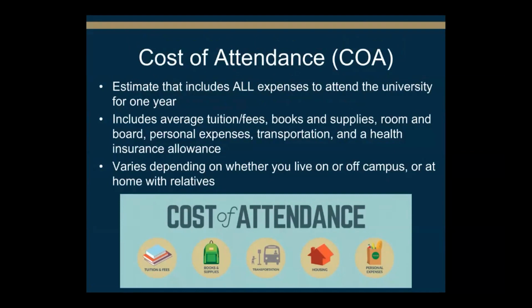So your cost of attendance is, again, an estimate that includes all expenses to attend the university for 1 year, which includes your tuition and fees, books and supplies, room and board, personal expenses, transportation, and health insurance. So your cost of attendance can depend on whether you are living on campus, off campus, or at home with relatives. So please note that your cost of attendance is not what you are going to be billed for. You would only be billed for the direct cost, which would be your tuition and fees, health insurance if you do not waive out, and housing fees if you live on campus. But your cost of attendance is not your bill.